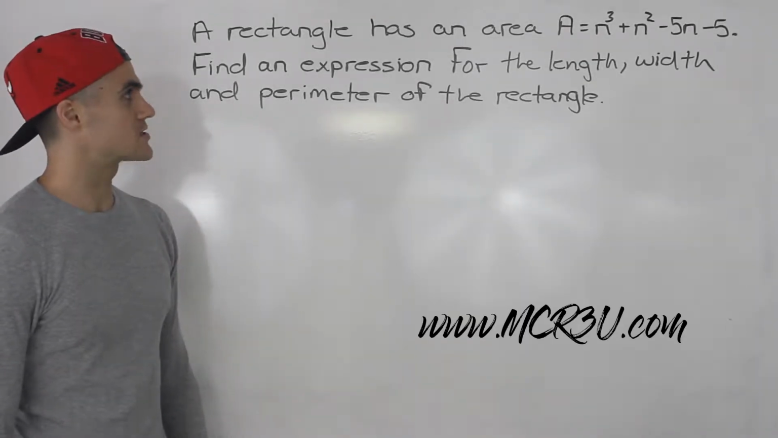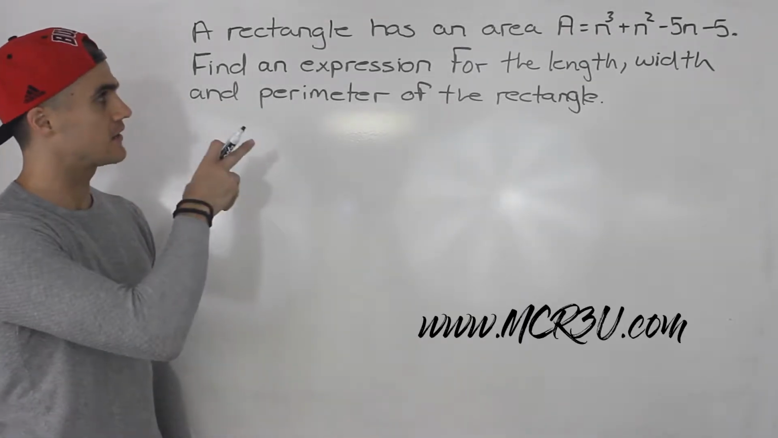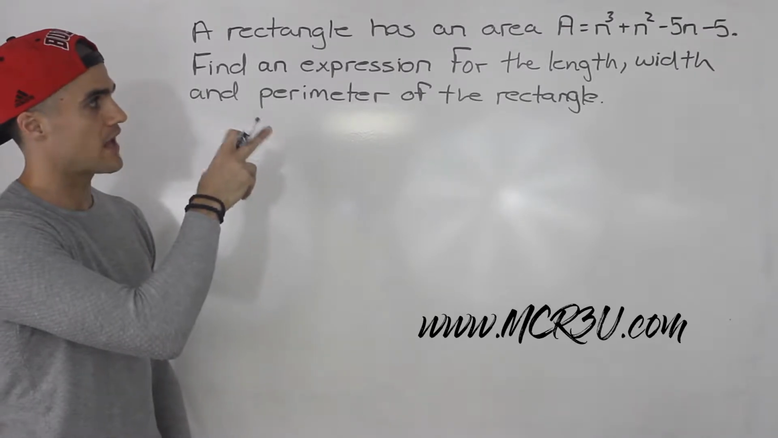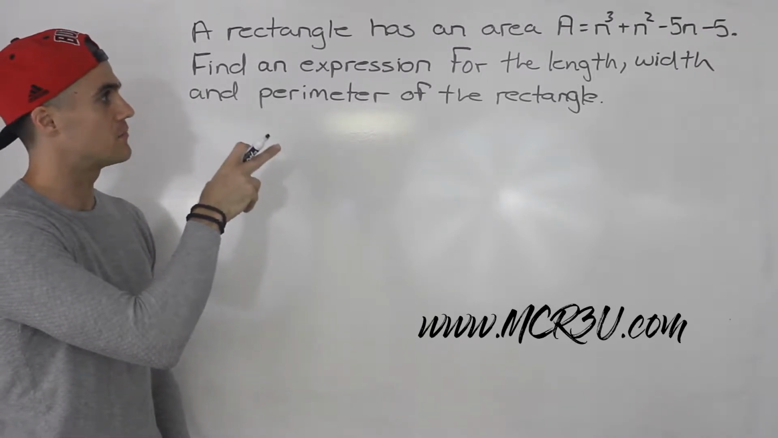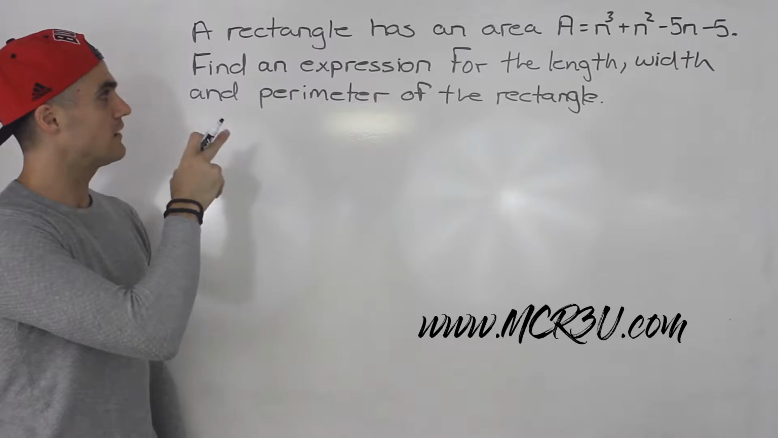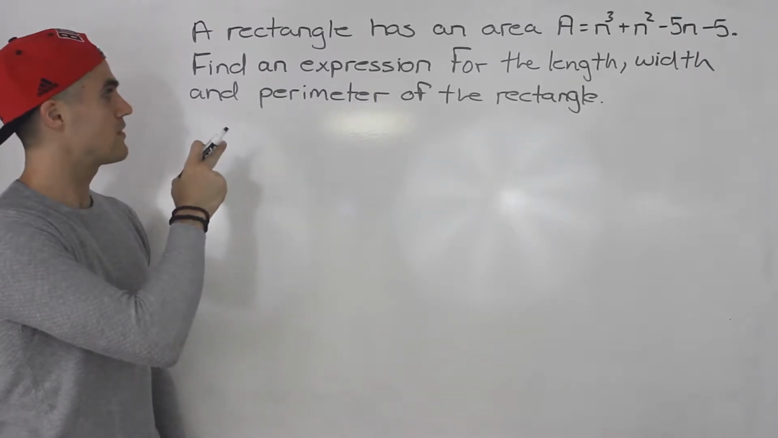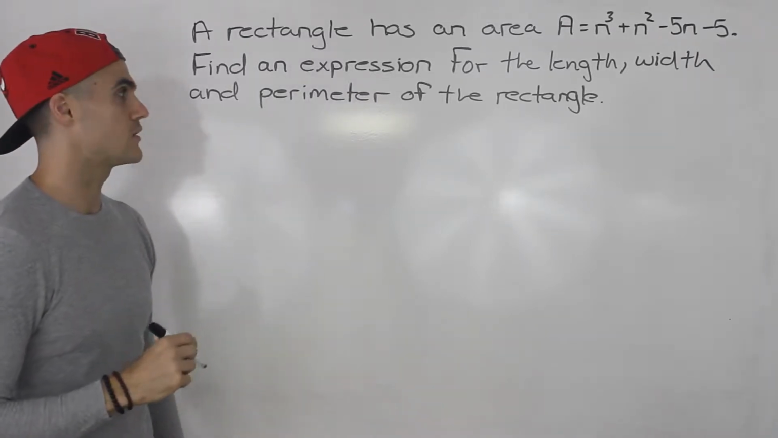Moving on to the next question on the test. A rectangle has an area of A equals n cubed plus n squared minus 5n minus 5. We have to find an expression for the length, width, and perimeter of the rectangle.